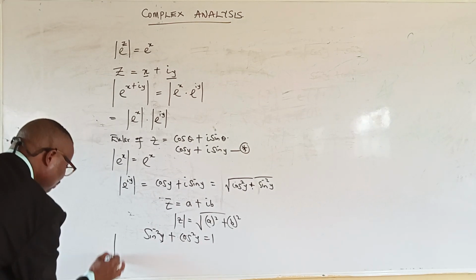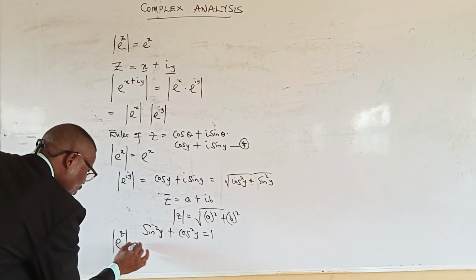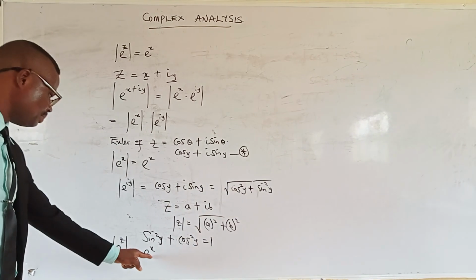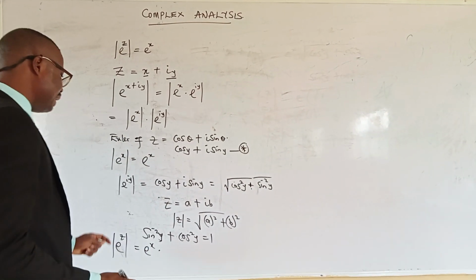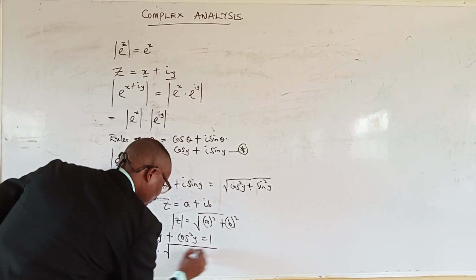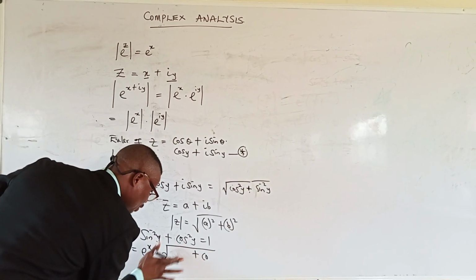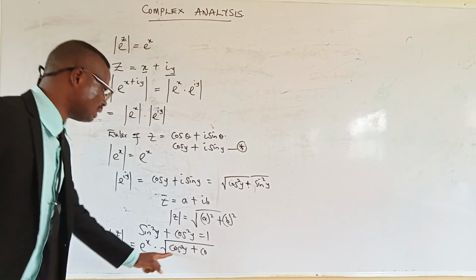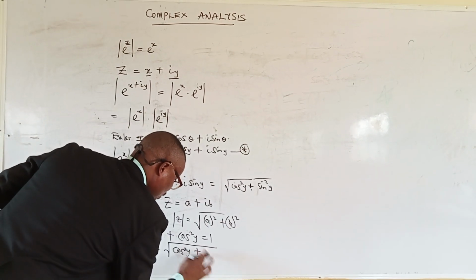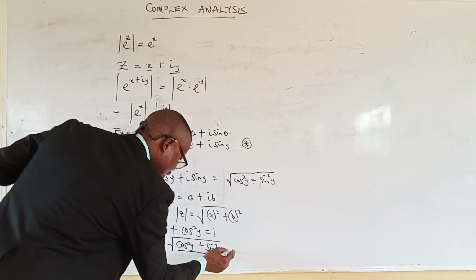So here, the magnitude of e raised to the power z is the same thing as e^x, because the magnitude of e^x gives me e^x, then multiplied by the magnitude of e^iy, which gives me the root of sin square y plus cos square y. Let's start with cos square y, because that's the first one. Cos square y plus sin square y. So recall that the whole thing here is equal to 1.